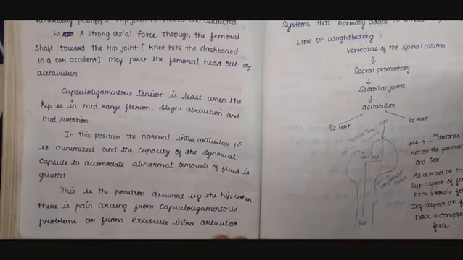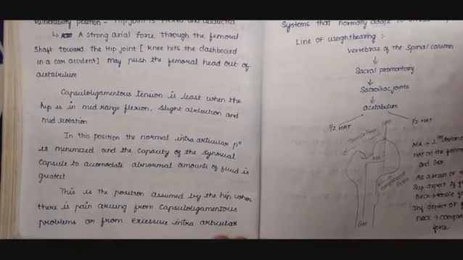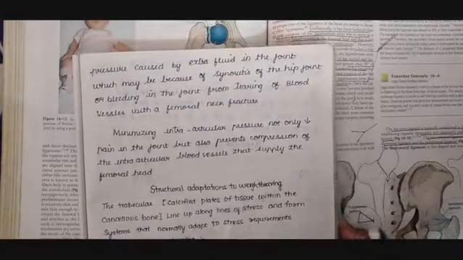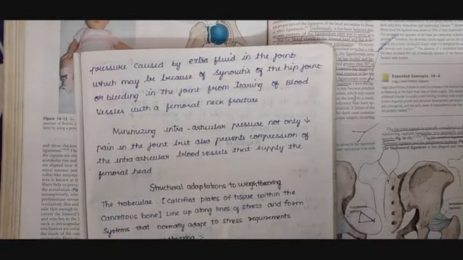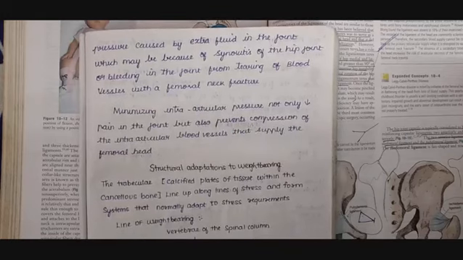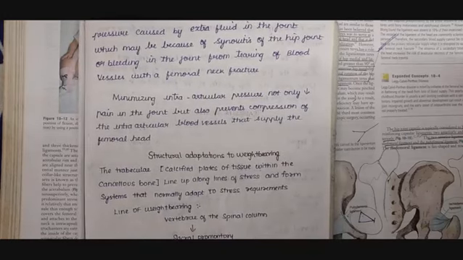This is a position assumed by the hip joint when there is pain arising from the capsuloligamentous problem or from excessive intra-articular pressure caused by extra fluid in the joint, which may be because of synovitis of the hip joint or bleeding in the joint from tearing of blood vessel with a femoral neck fracture. Minimizing the intra-articular pressure not only decreases the pain in the joint but also prevents the compression of the intra-articular blood vessels that supply the femoral head.